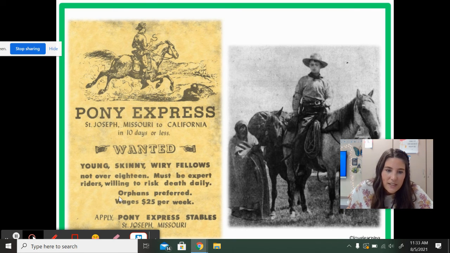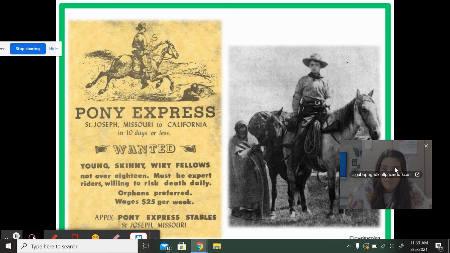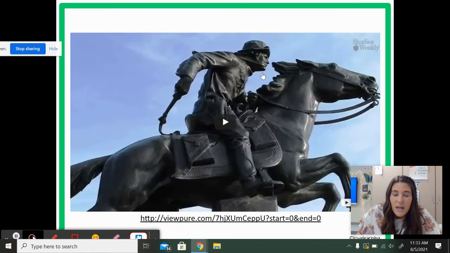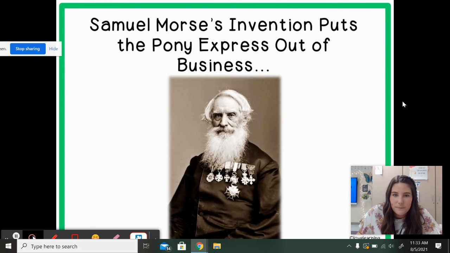What's interesting about this is that they truly were wanting orphan young men because the orphans did not have family. And so they were able to drop everything they're doing and take this job. They didn't have to figure out how to take care of their family or send things to their family. They didn't have family. They were orphans, so they were able to take this job and run with it. So that's pretty interesting right there. That's an actual flyer, and that's an actual photograph from that time period. I'm also going to link this video for you.